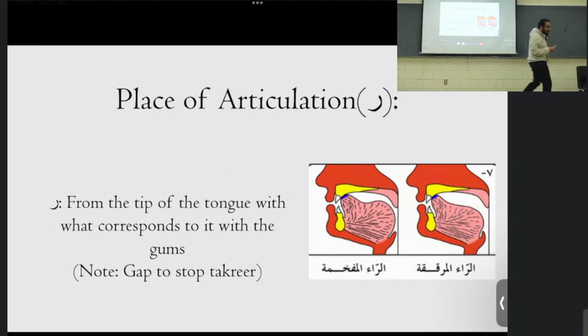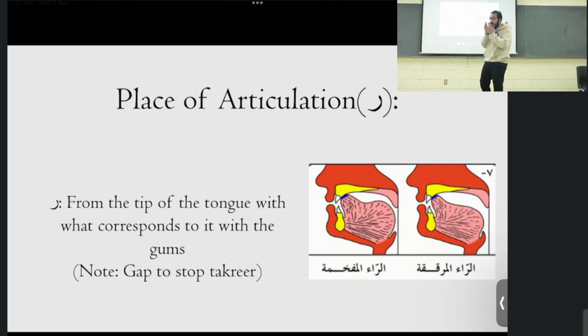Okay, what's the problem with ra? There are a lot of problems with ra, but one major one is this thing called takreer. Okay? What is takreer? Ar-Rahman ar-Rahim. Ar-Rahman ar-Rahim. So, there's a lot of difference of opinion. I'm telling you what I learned. What I learned is 0 takreer or 1 takreer. Okay?